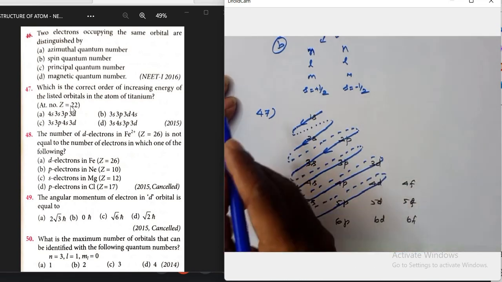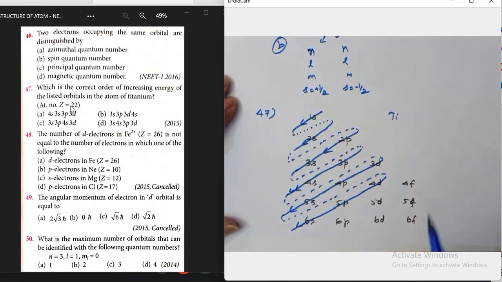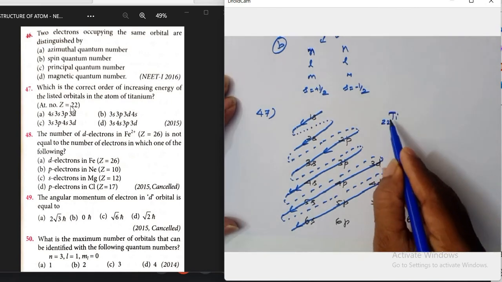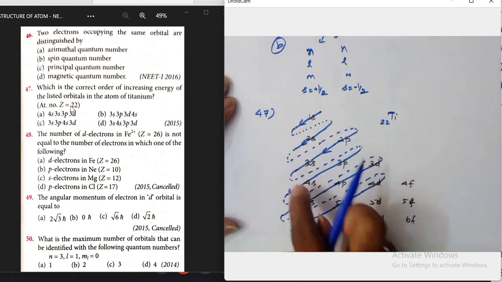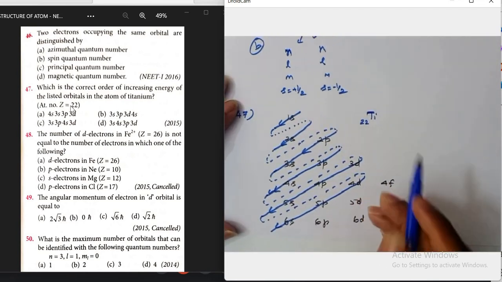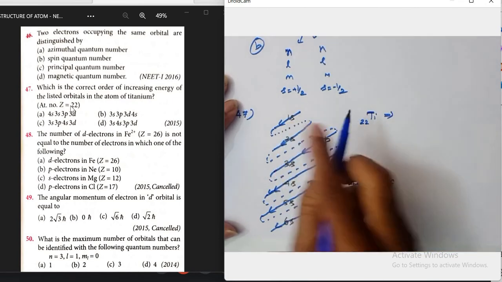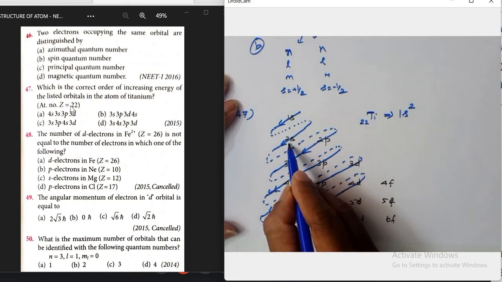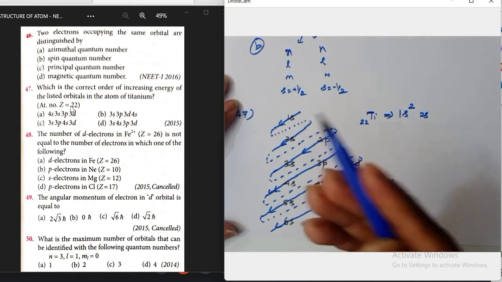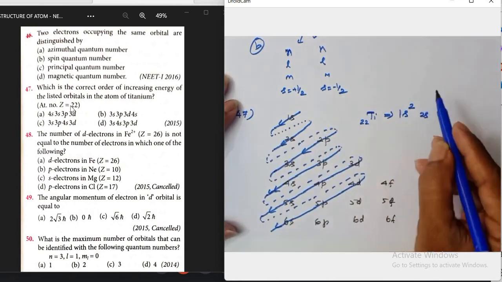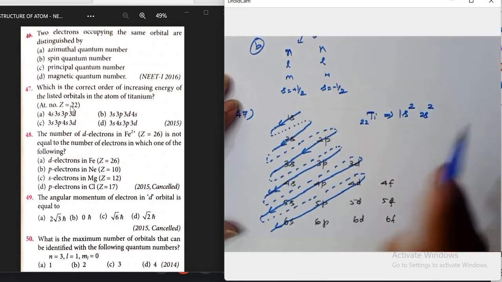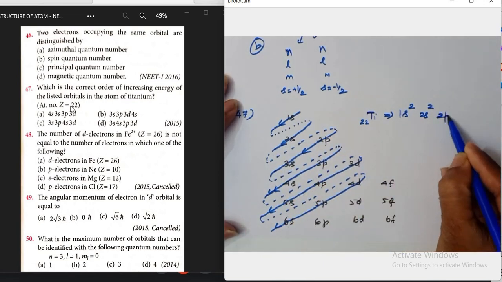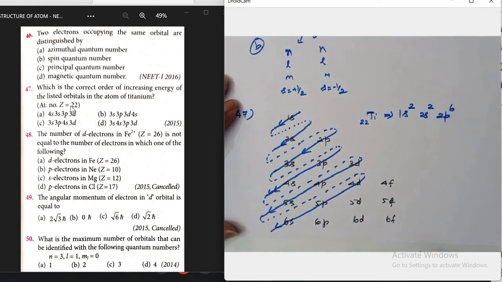In the given question it is titanium. The symbol is Ti and the atomic number is 22, so there are 22 electrons available. Now we have to fill the electrons in these subshells. The first subshell is 1s, where you can place a maximum of 2 electrons. The second subshell is 2s; in any s subshell, whether 1s, 2s or 3s, you can place a maximum of 2 electrons. Then after 2s, you go to 2p. In a p subshell, you can place a maximum of 6 electrons.